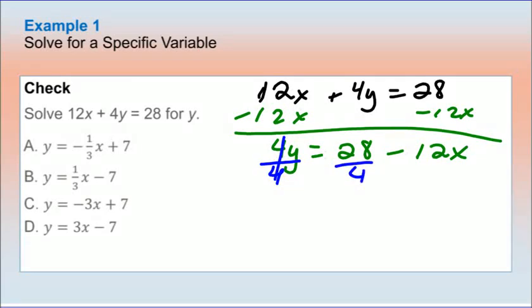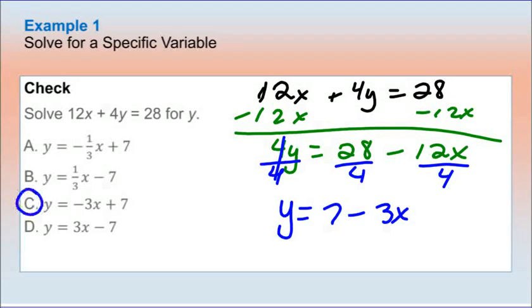So I'm going to divide both parts by 4, and I'm left with y equals 28 divided by 4 is 7. 12x divided by 4 is 3x. So which one has 7 minus 3x? That's actually C. Now they just rearranged it as y equals, and they kept the sign the same, so negative 3x, and this is a positive 7. So just be aware of that. They mean the same thing. It's just normally you would put your variables first.